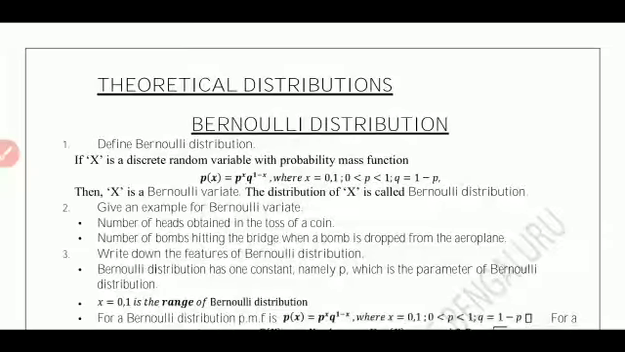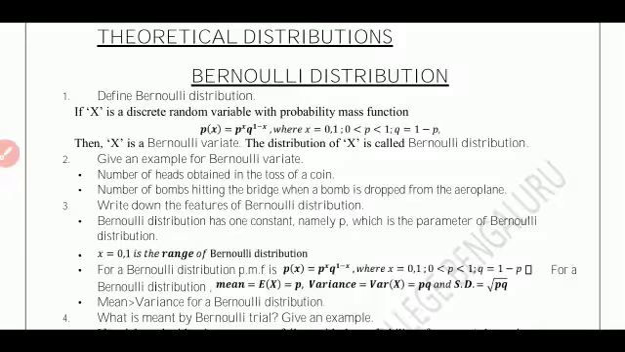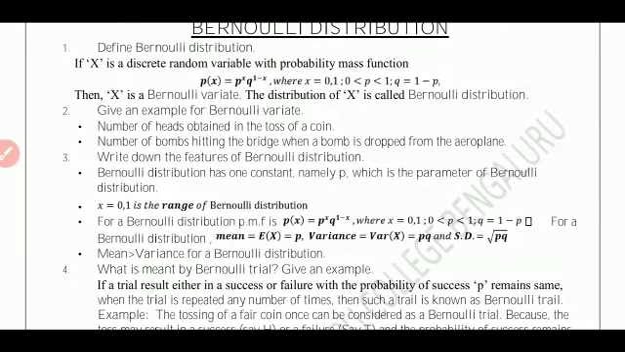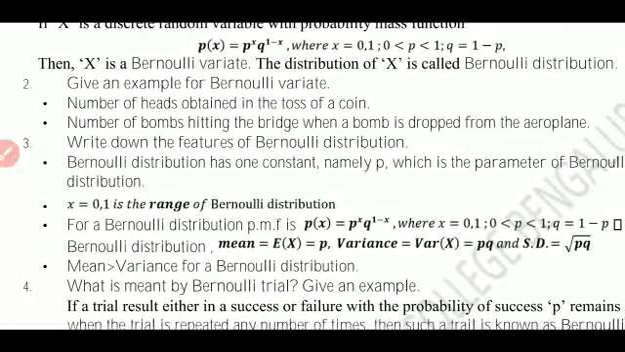Now this is statistical quality control, don't take it. Theoretical distribution. Yeah, for theoretical distribution you have Bernoulli distribution. These are the questions. Define Bernoulli distribution, how it is defined. Then give an example for Bernoulli variate. All these things, everything is there from the textbook itself.